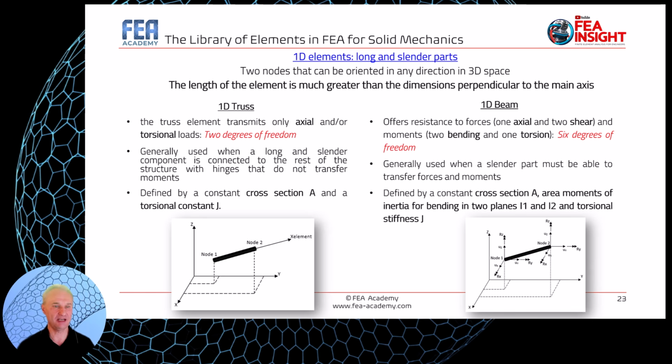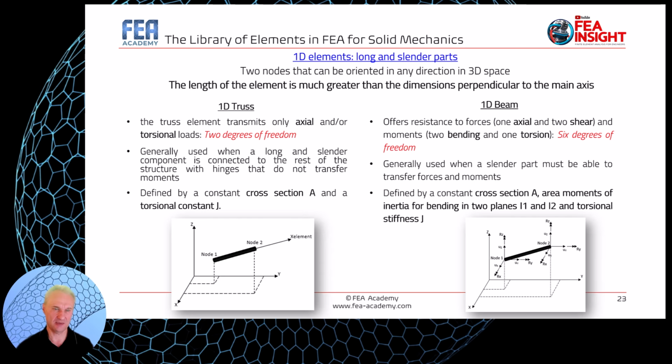And the 1D beam element, on the other hand, offers resistance to force, 1 axial and 2 shear, and moment, 2 bending and 1 torsion. So it means 6 degrees of freedom. So you see the 1D beam element is more complex, more versatile than the 1D truss element.